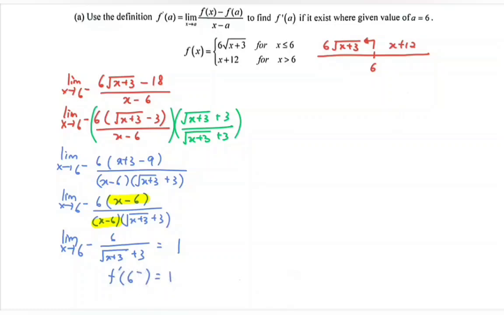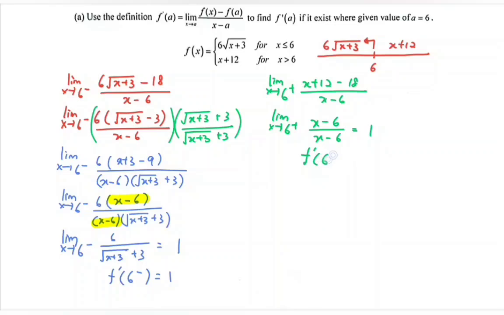Continue on the right-hand side. Limit as x approaches 6 from the right, referring to the function we have x plus 12 minus 18 over x minus 6. Limit as x approaches 6 from the right, we have x minus 6 over x minus 6, which is 1. So f prime of 6 from the right, we have the value 1. So f prime of 6 from the left equals f prime of 6 from the right, they are the same. So we can say f prime of 6, which equals 1, exists.